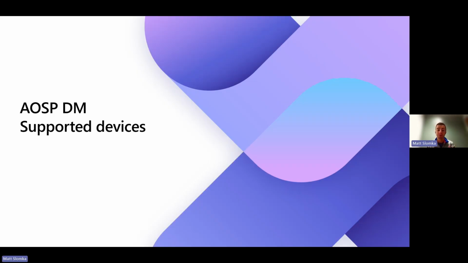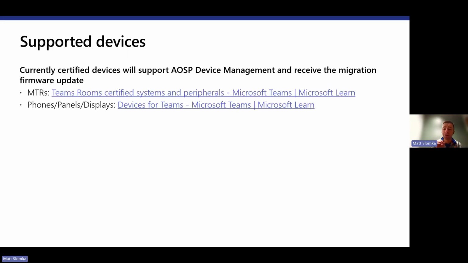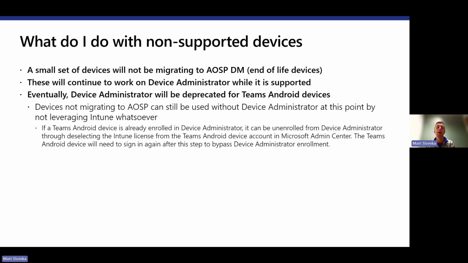Last piece to this whole story is, hey, what devices are supported for AOSP device management? Answer is any currently certified device will receive the migration firmware for AOSP device management. So any device that's currently certified and currently supported by Microsoft is getting an AOSP device management firmware update. And you can see here the two different links that go off to explain for Teams rooms and for Teams phones, Teams panels, and Teams displays devices. Now, what about devices that are not supported today?